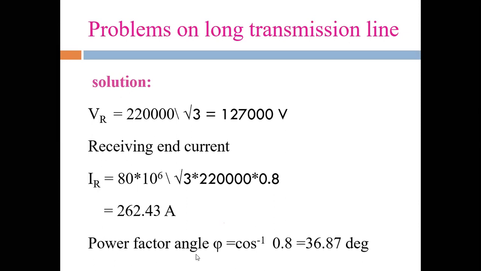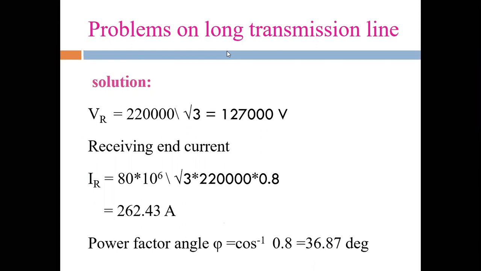After that we calculate the power factor angle. Power factor means the cos phi. Then we calculate the power factor angle, that is, phi is equal to the cos inverse of 0.8, that is 36.87 degrees. Okay, that is the power factor angle.